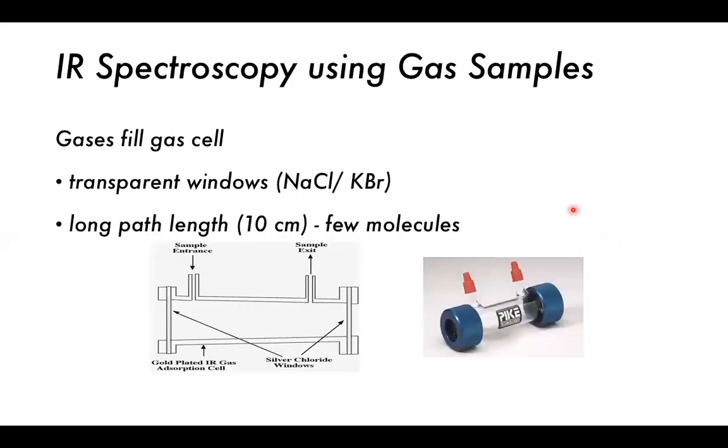So, IR spectroscopy using gas samples. The gases fill the gas cell. Here is a Pike Technologies gas cell. What we have here are two little tubes, and this is set up for two reasons. We can have an entrance point and an exit point, and we can see them over here. This is if we want to do a flow through.